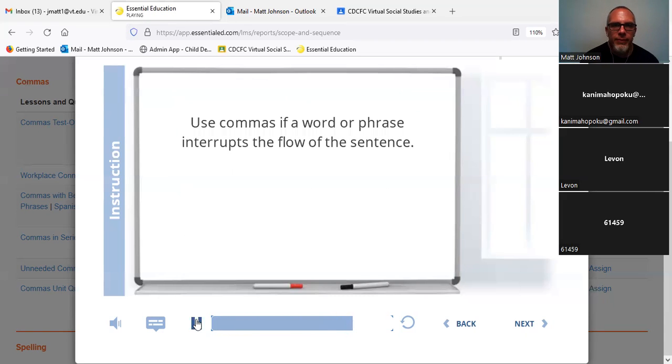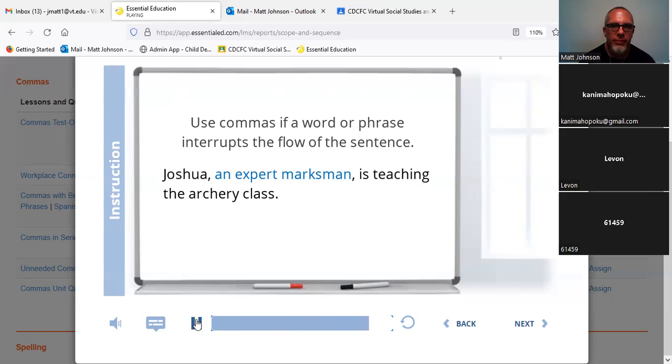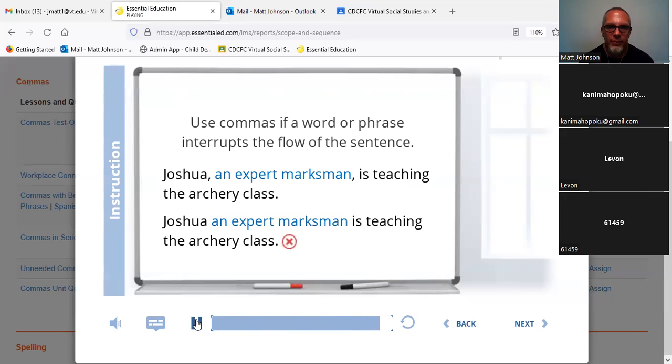You'll also want to use commas if a word or phrase interrupts the flow of the sentence. Is the sentence hard to read without commas? This idea often applies to descriptions that follow a noun. Here's an example. Joshua, an expert marksman, is teaching the archery class. The phrase "an expert marksman" describes Joshua. Without the commas, this sentence is difficult to read. The commas let the reader know how the words "an expert marksman" fit into the sentence. Look out for inessential words and phrases in your writing. Commas help the reader understand their meaning.